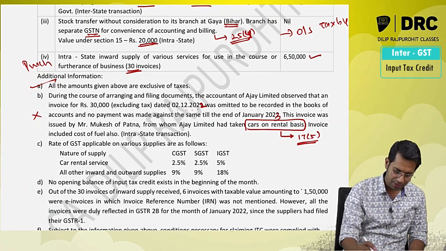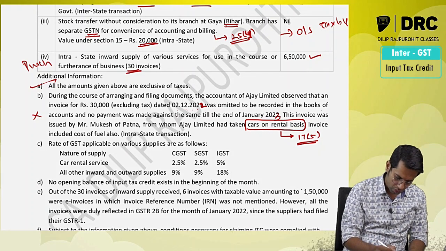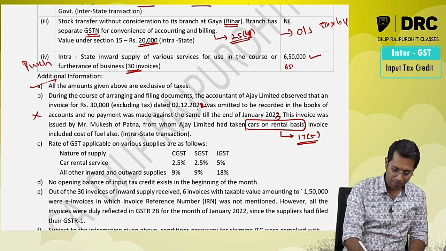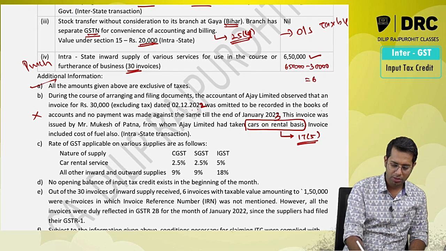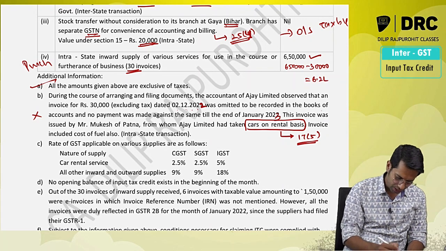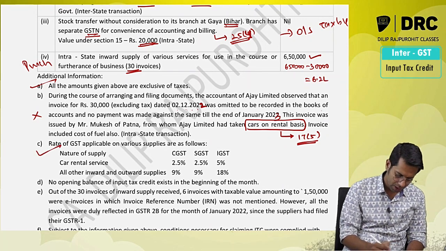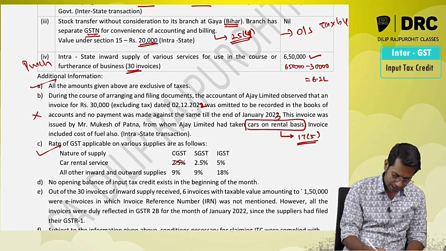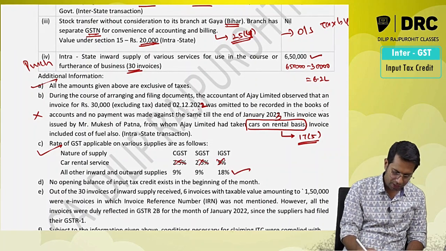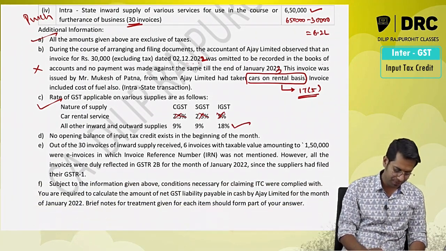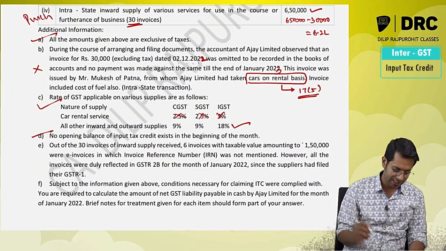So from this you will have to subtract 30,000, 6.2 lakhs. Rate they have given. Okay, car rental, ignore ITC. Inward and outward supply are taxable at 9%. No opening balance of input tax credit is available.